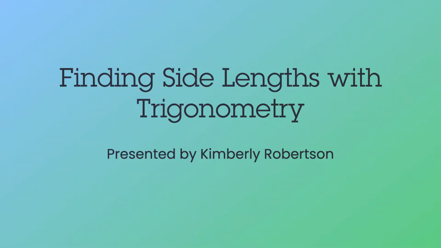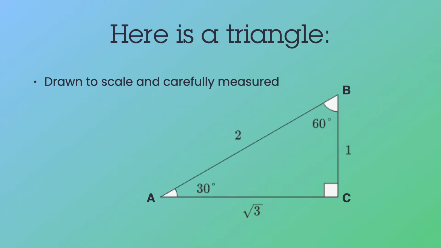Welcome. Today we are going to talk about how to find side lengths of a right triangle using trigonometry. So here is a right triangle. It's drawn to scale, carefully measured. It's got lots of things marked. We know all of the angles. We know all of the sides.